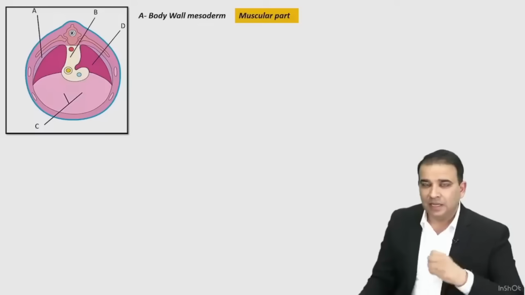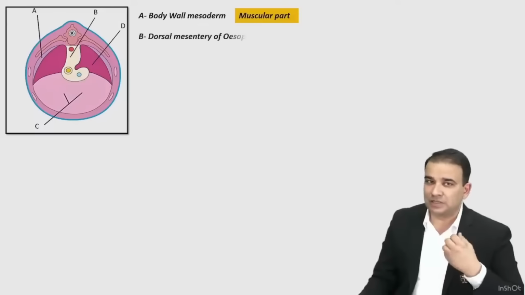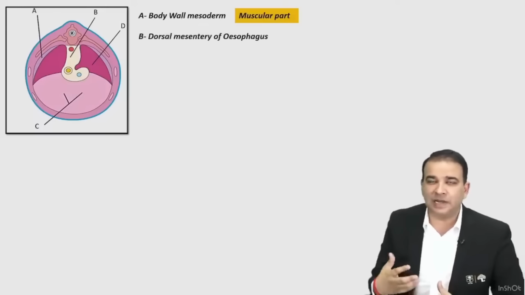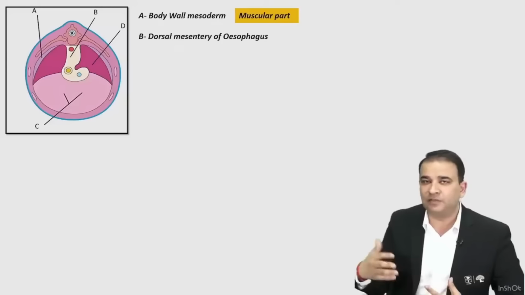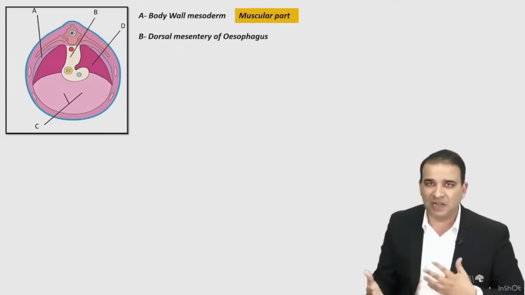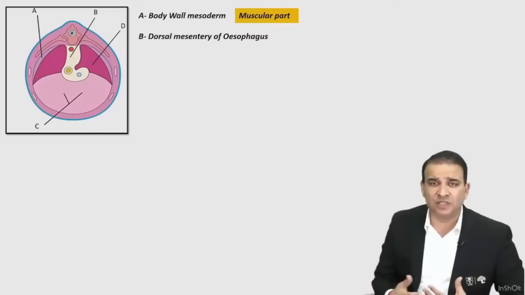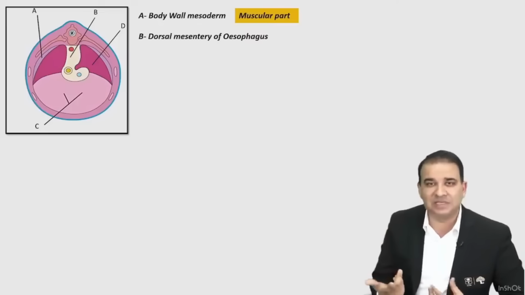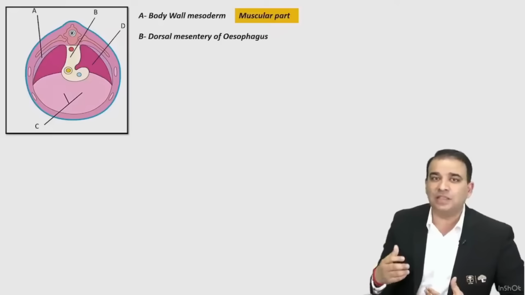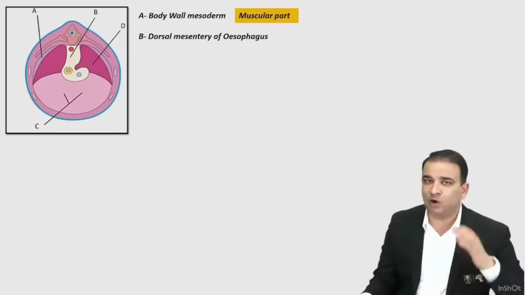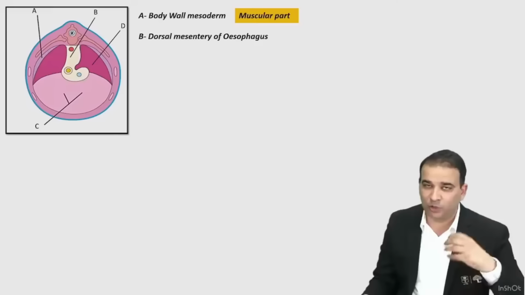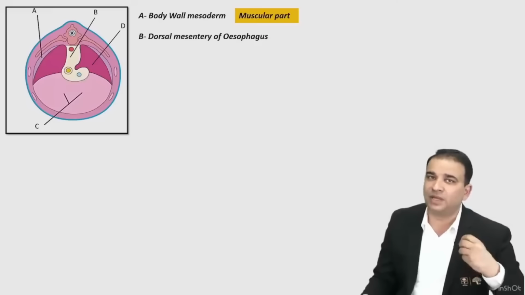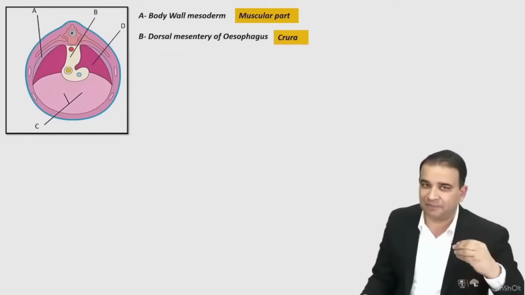Then look at B, dorsal mesentery of esophagus. Now generally we don't talk about the mesentery of esophagus, we talk about mesentery of the stomach. Lesser omentum, greater omentum, mesentery of the small intestine, mesocolon, mesoappendix. But we generally don't talk about the mesentery of esophagus. There was a time when there was a mesentery of esophagus also, but that dorsal mesentery of esophagus is used or utilized or absorbed to form the crus of the diaphragm or crura of the diaphragm.